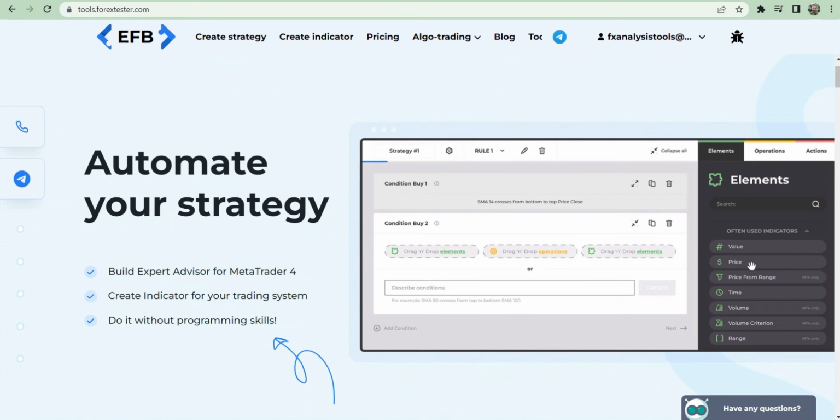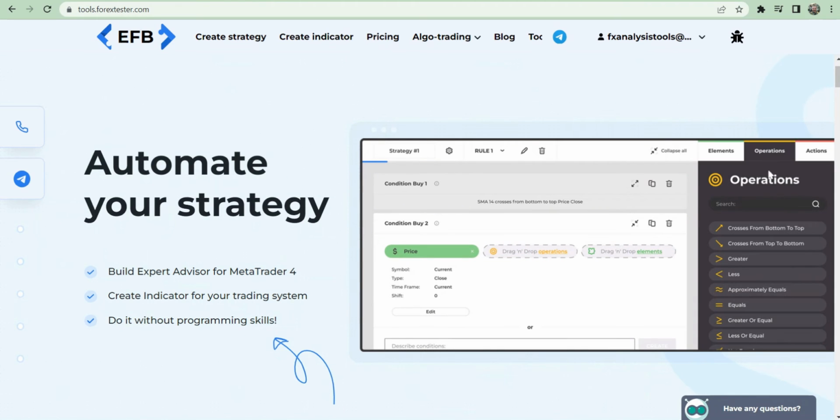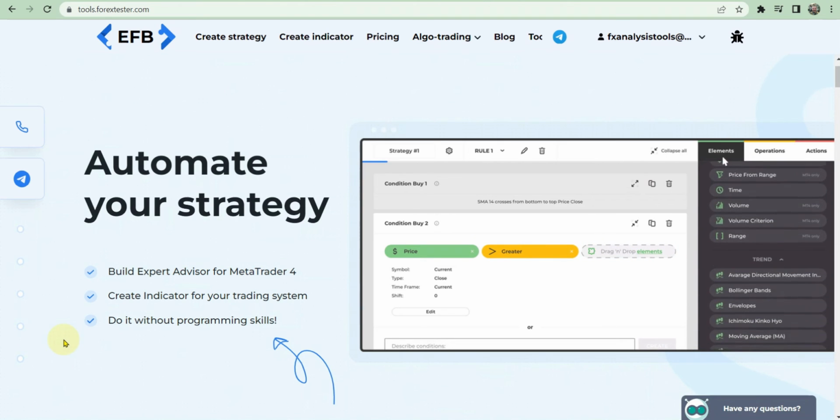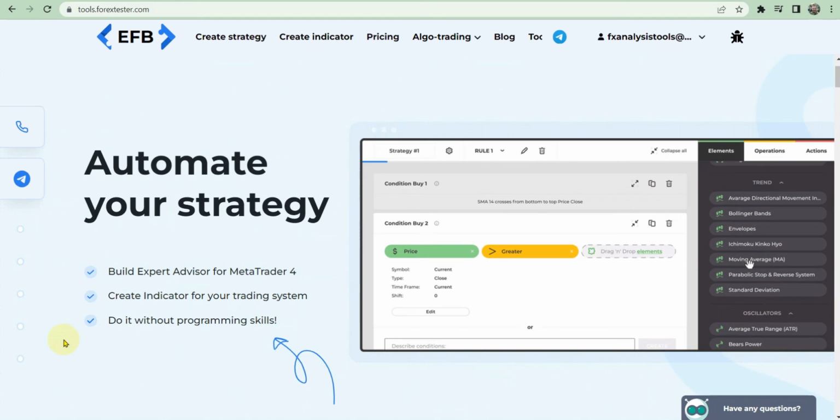Easy Forex Builder is a powerful tool designed to simplify the process of creating, testing, and refining trading strategies for the Forex market. Its user-friendly interface allows both beginners and experienced traders to build complex trading algorithms without needing to write a single line of code.